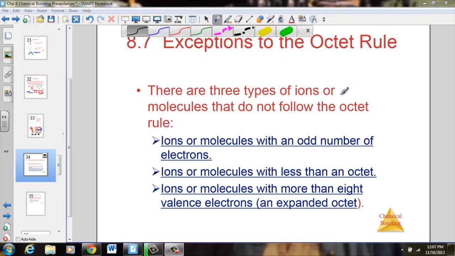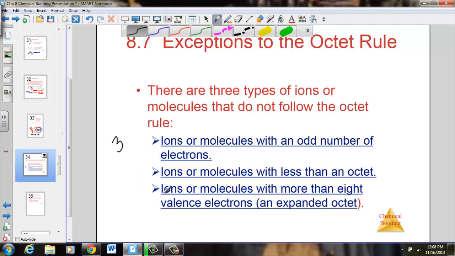This lesson will talk about the exceptions to the octet rule. So far we've spent a great deal of time practicing drawing structures so that every atom other than hydrogen achieves the octet. But here we will consider three scenarios, three situations that will occur that allow us to break the octet rule. And typically they're going to be driven by the overall concept of formal charge. If we can alleviate a formal charge by breaking the octet rule, we will indeed do so.